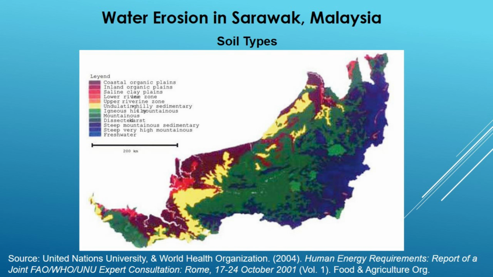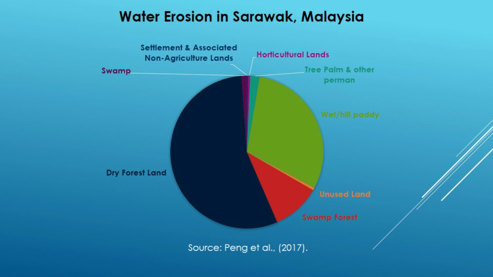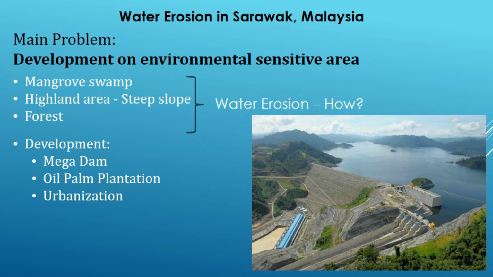As you can see here in the picture are the soil types that can be found in Sarawak. On the usage of the land, more than 50% of the land is dry forest land, and the lowest is settlement and associated non-agricultural land, which is about 0.3%. The main problem found in Sarawak, Malaysia, is development on environmentally sensitive areas, and all these sensitive areas can lead to erosion.